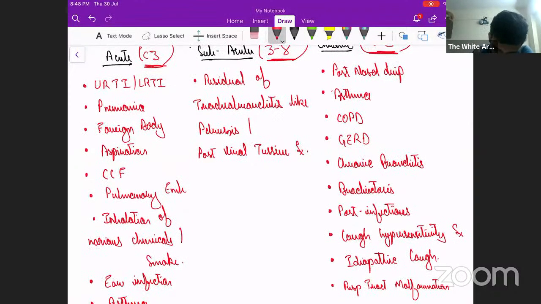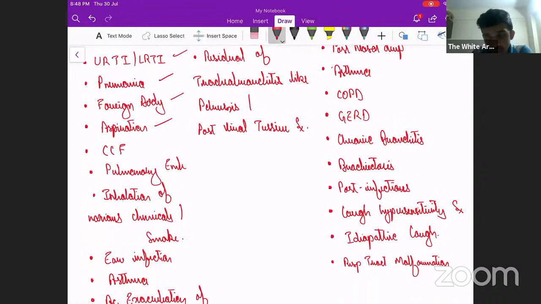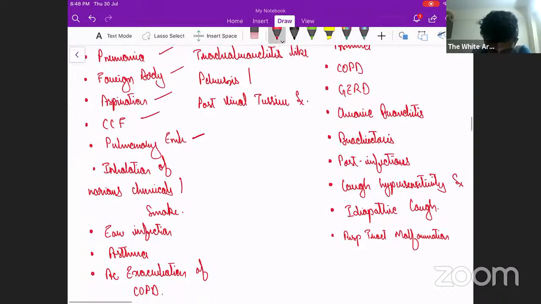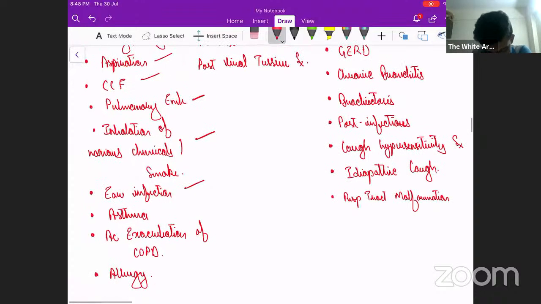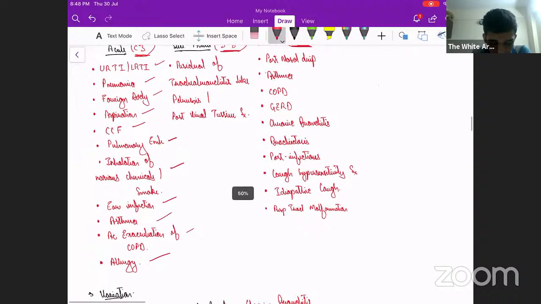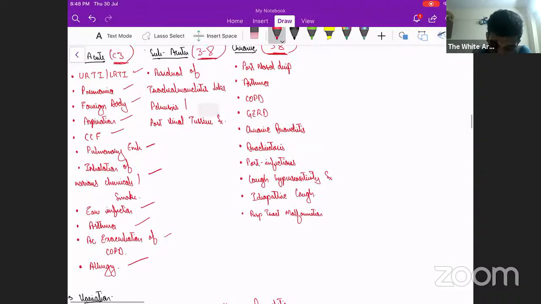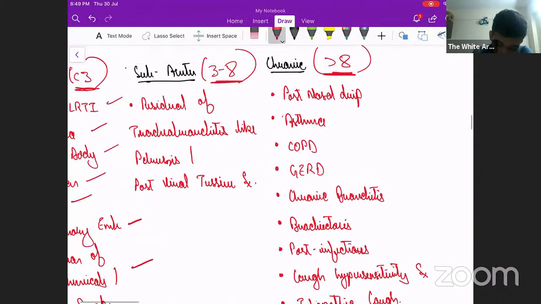So acute will be URTI or LRTI, pneumonia, any foreign body, which is abrupt onset, aspiration in any old age patient or a neonate, CCF, pulmonary embolism, inhalation of any noxious chemicals or smoke, which has led to local irritation and which has caused cough, any ear infection, asthma or acute exacerbation of COPD, and allergy. So these are the differentials you'll think of if it is acute. Then comes subacute, when there is residual tracheobronchitis like pertussis or post-viral tussive syndrome.